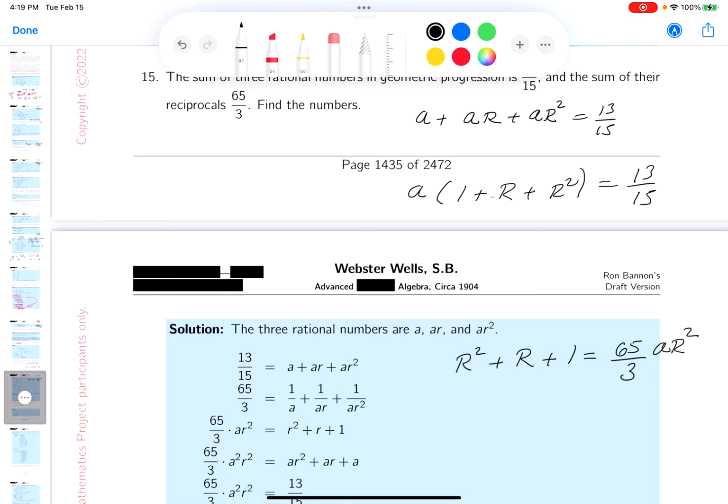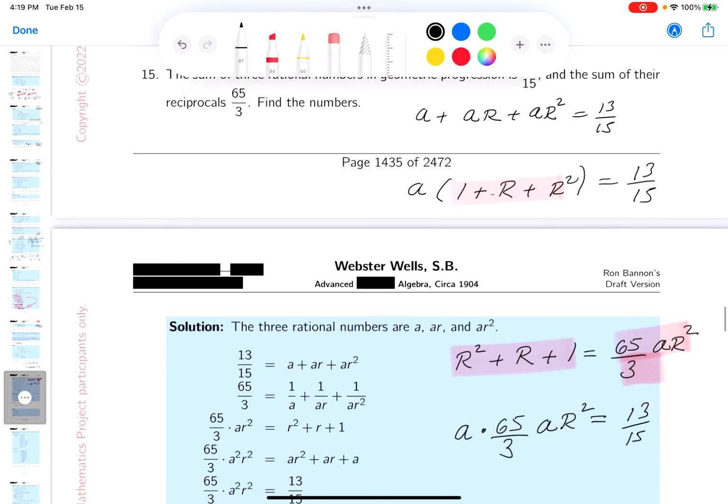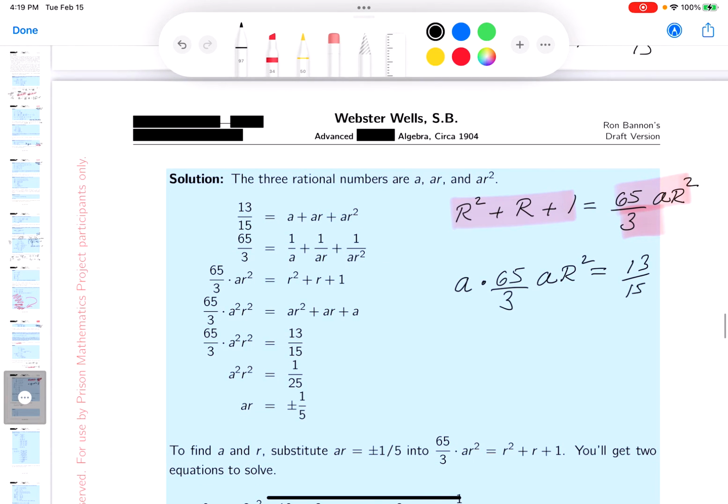All right? So let me write this down now. Someone says, what do you know now? I know this is that. They're all the same thing. So I'll write that down. What do you got? Let's write this down, be really careful about it. A times 65 over 3 AR squared is equal to 13/15. Well, I got to simplify that. And what do you get?